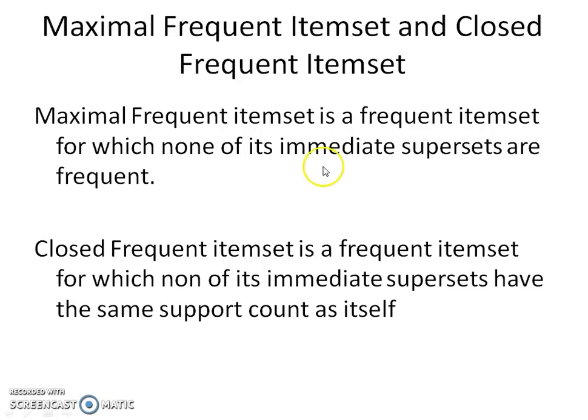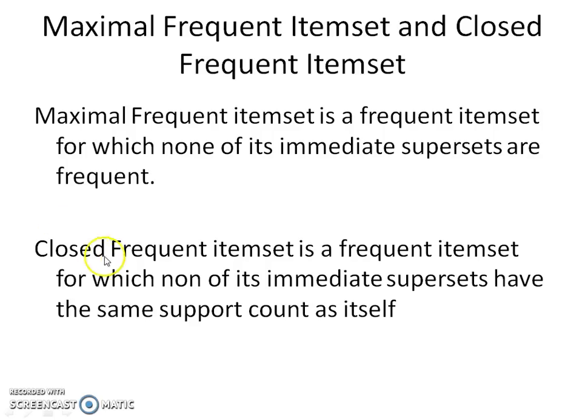Fine. Now, we will go to what is a maximal frequent item set. A maximal frequent item set is a frequent item set for which none of its immediate supersets are frequent. Okay, what does this mean? Say, for example, if I have a frequent item set, its immediate superset should not be frequent. That is, the immediate superset should not meet the minimum support threshold value. If it fails, you can tell this item set is a maximal frequent item set. If the immediate superset is also frequent, you cannot tell it is a maximal frequent item set.